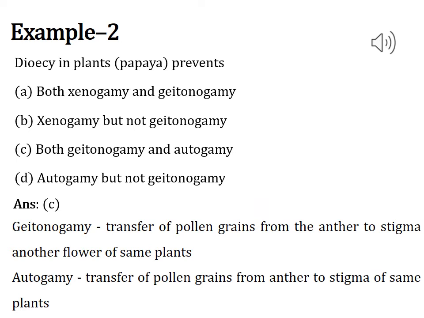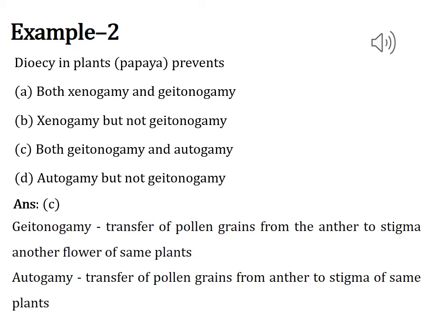Second example, dioecy in plants, that is in papaya, prevents what? Options are like this: A, both xenogamy and geitonogamy. B, xenogamy but not geitonogamy. C, both geitonogamy and autogamy. D, autogamy but not geitonogamy. So the answer is C only.